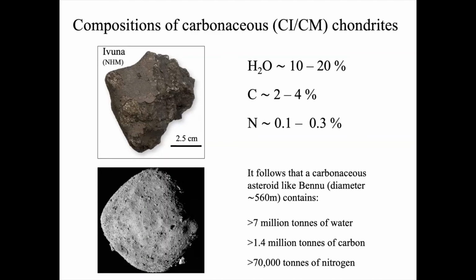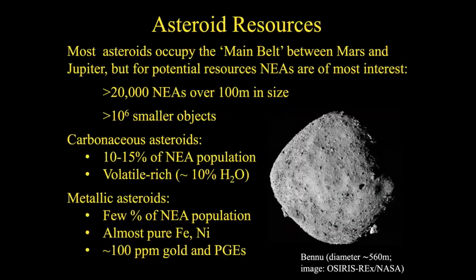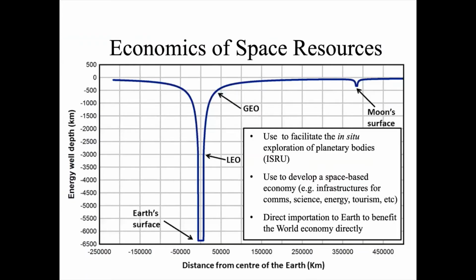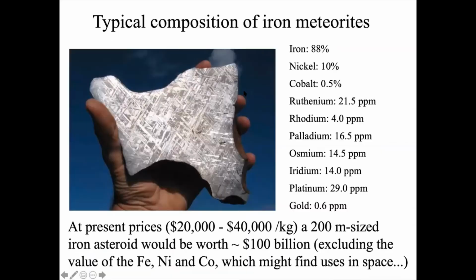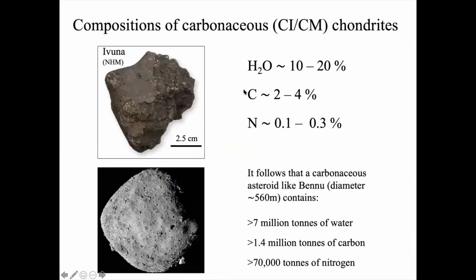And bear in mind, if I go back to this slide, that a cubic meter of water weighs a ton. If you want that water and the hydrogen and oxygen it contains to be doing things up here in space, you really don't want to be lifting it up this massive energy well. You really need to source it in space. And the carbonaceous asteroids would be ideal for that.